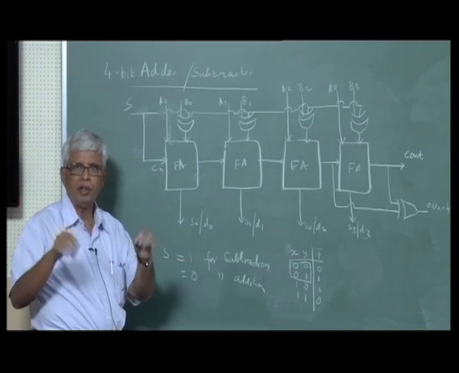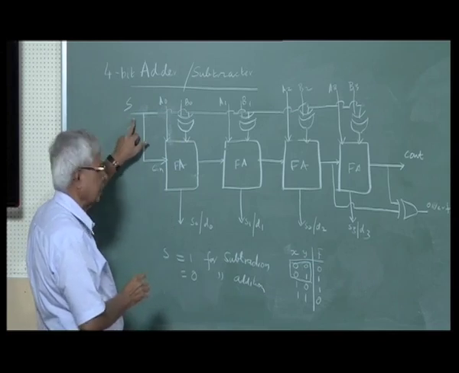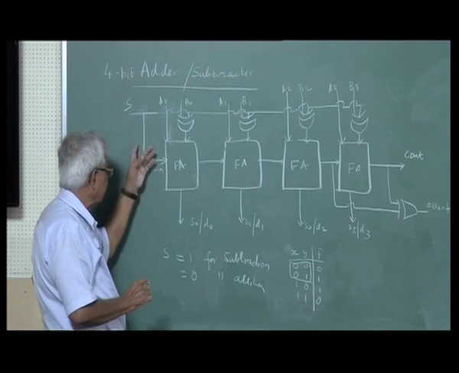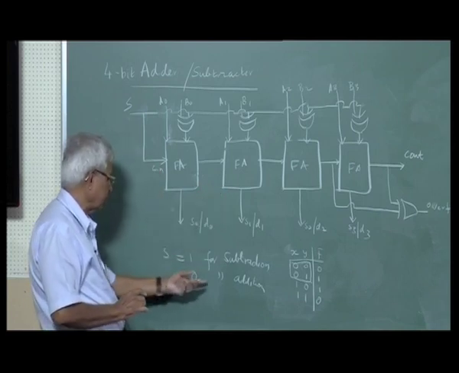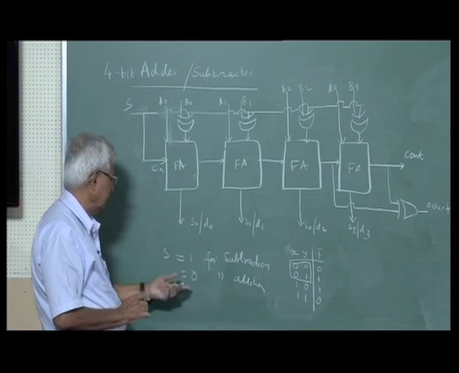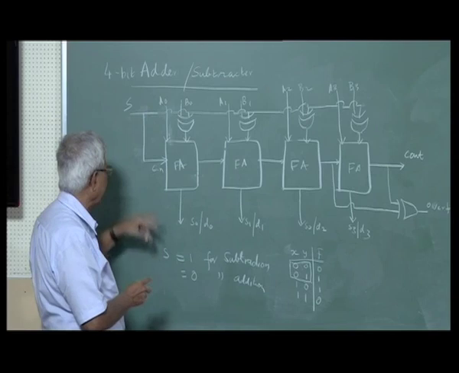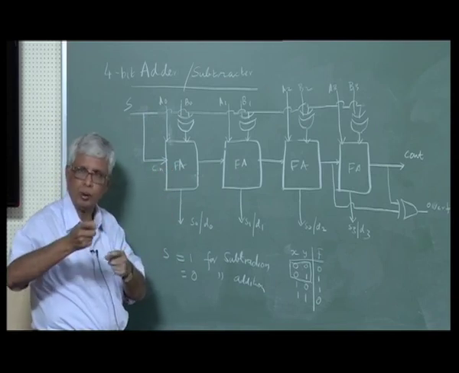You will give a command for add or a command for subtract, in which case you need a signal called S. S tells the hardware whether you are going to add or subtract. S is 0, it's addition. S is 1, it's subtraction. S is 0, nothing happens, it's as if it's a full adder. S is 1, the carry in is fed to add 1 to the 1's complement.